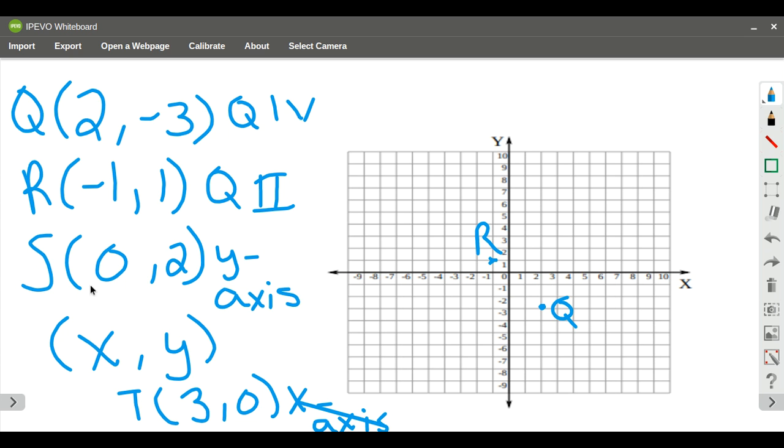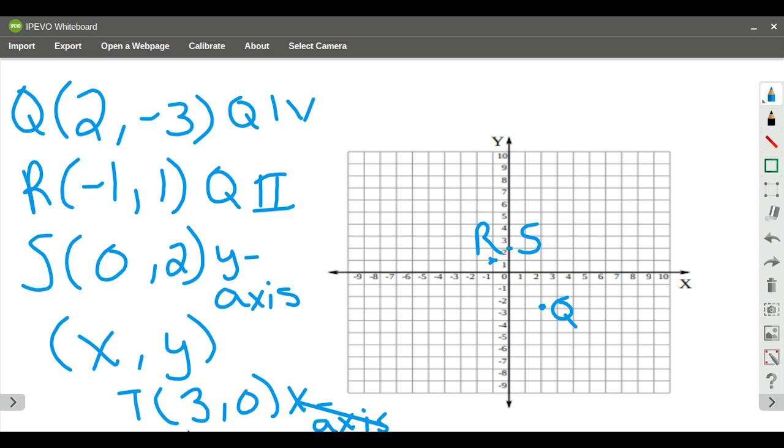Then I have my S point. So I don't go left or right, but I go up 2. So I'm going to make my point, and then I'm going to label that with my S. So if they give me a letter, I need to go ahead and mark that with the letter. I don't, however, need to mark it with a value.